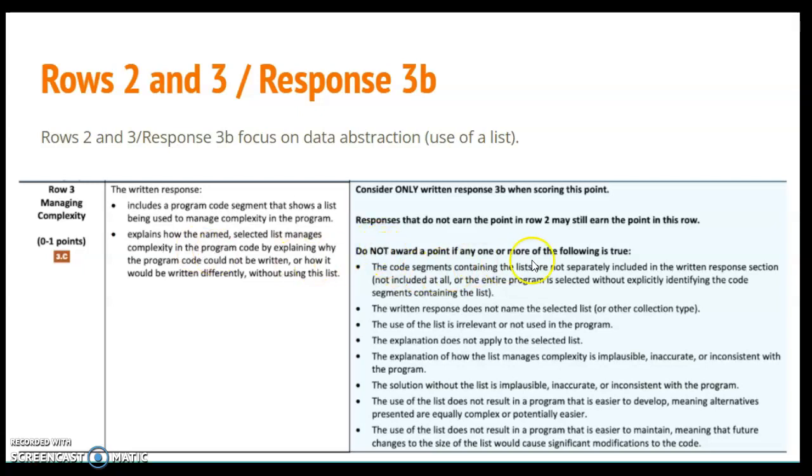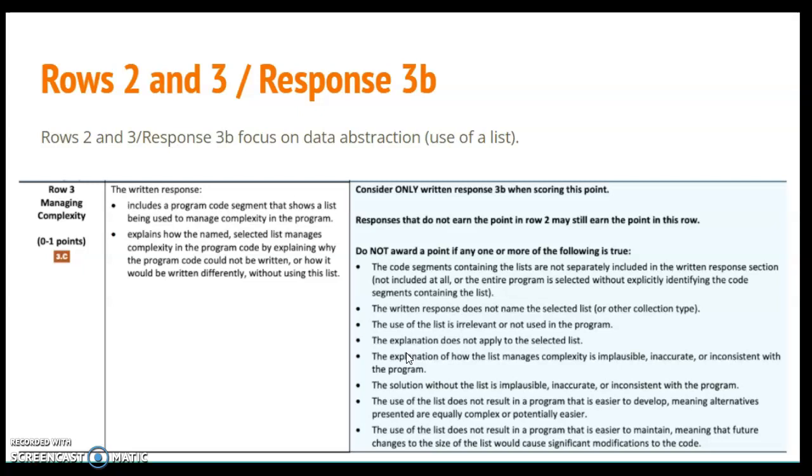You will not get credit if you do not include the name of the list. So you have to make sure that you're including the name of the list. If the use of the list is irrelevant, so if your list serves no purpose in your program, you're not going to get credit. If your explanation does not apply to the selected list, so make sure, like I said, whatever list you show in your video, you're naming your list in your responses, and you're using that same list as your Snagit for your program code, okay? You need to explain how the list manages complexity, all right?